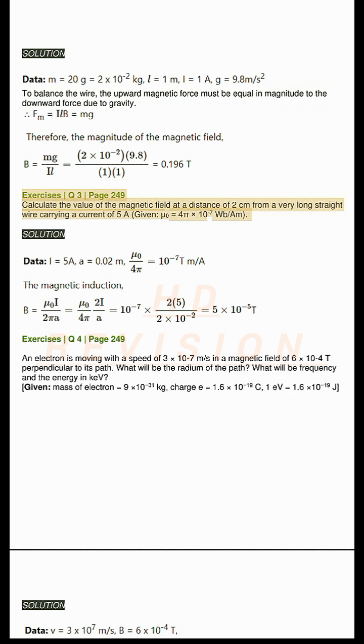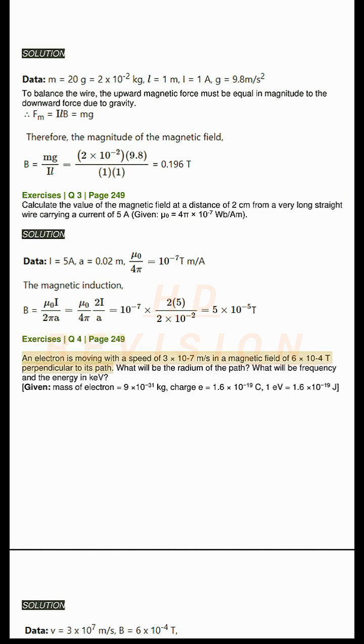Exercises Q3, page 249. Calculate the value of the magnetic field at a distance of 2 cm from a very long straight wire carrying a current of 5 A. Given μ0 = 4π × 10^-7 Wb/Am. Solution.